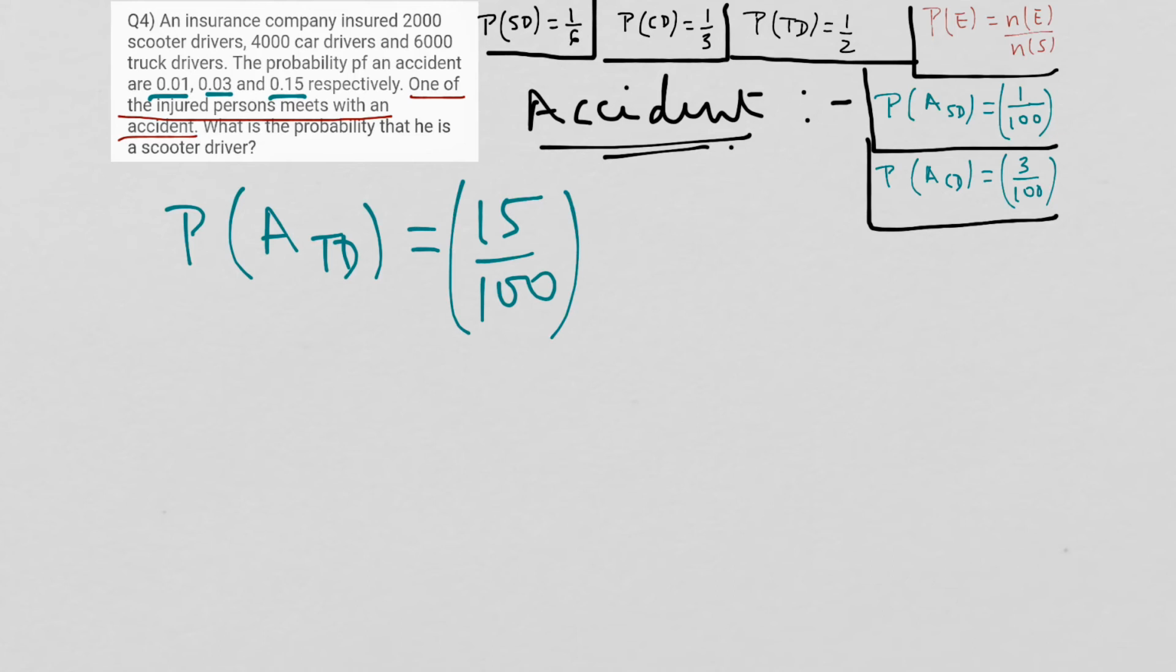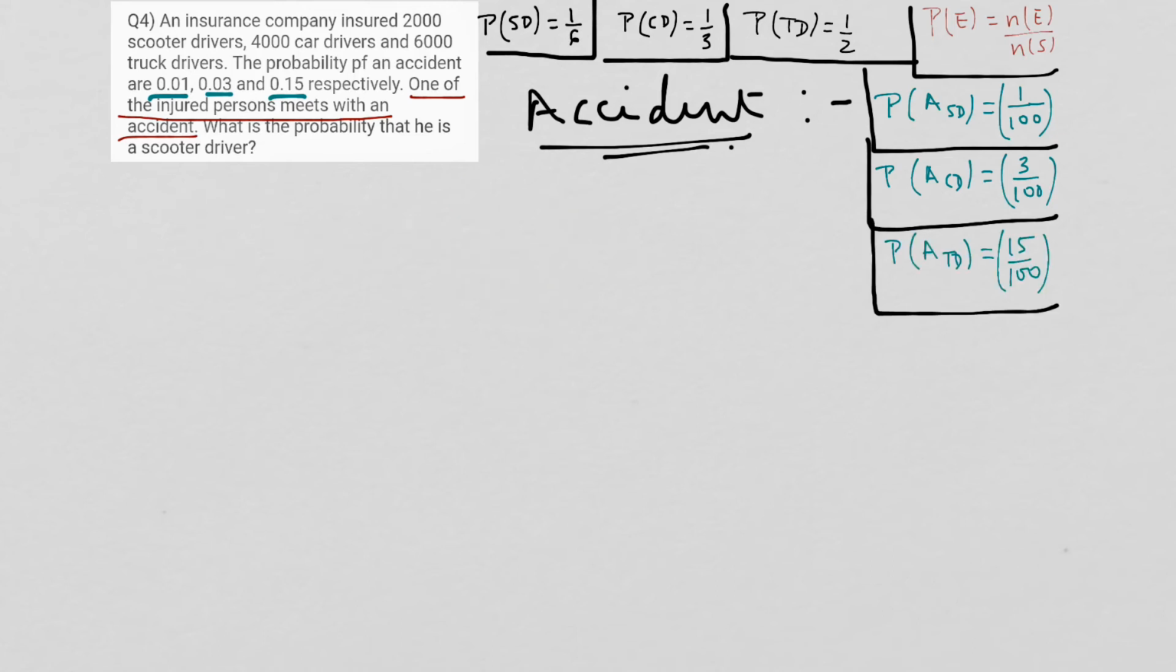So now we have sorted the probability of finding a scooter driver, a car driver, and a truck driver, and the probability of accident of a scooter driver, accident of a car driver, and accident of a truck driver. For probability, we need to figure out two things, NE and NS. We are going to be focusing on NS now, as we always do. The accident has already taken place. It has either got to be a scooter driver, a car driver, or a truck driver.